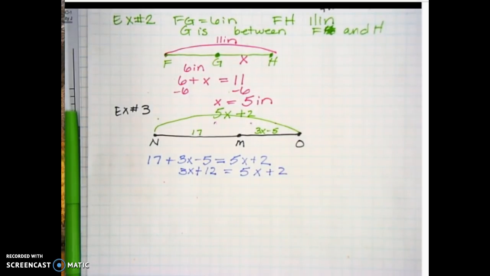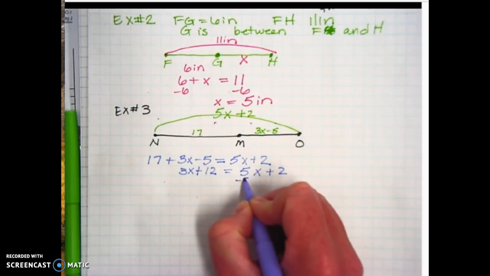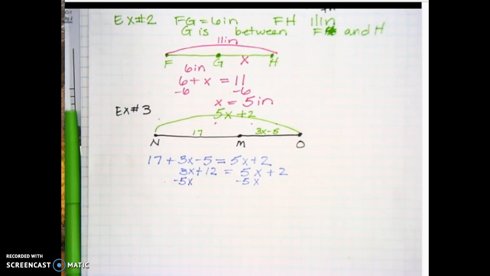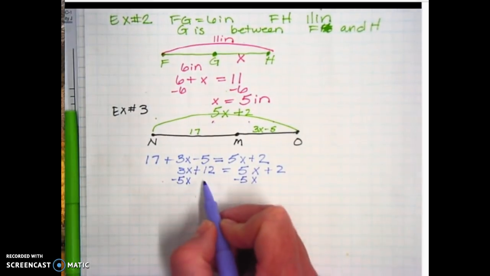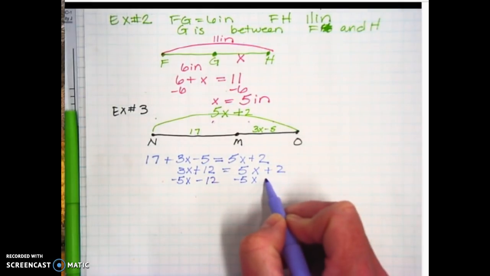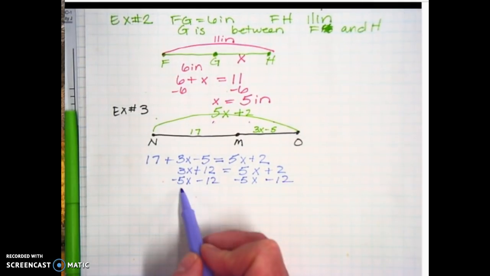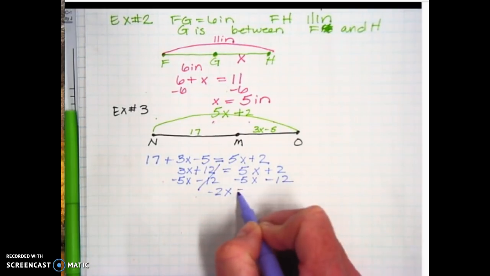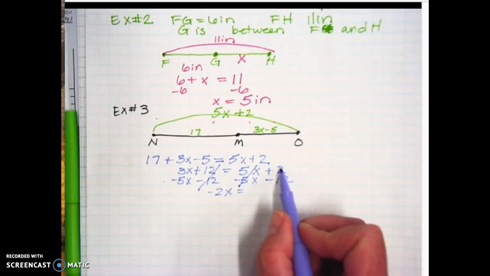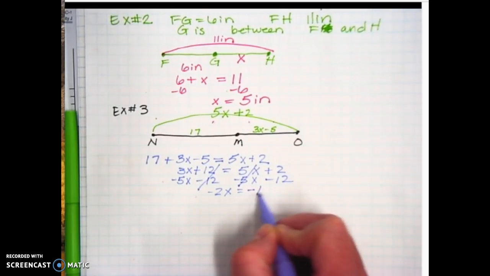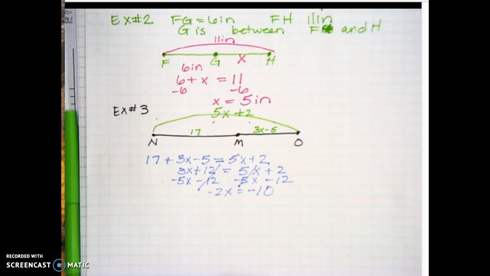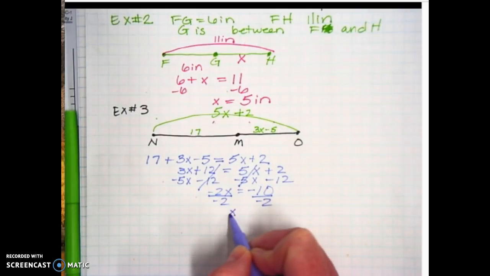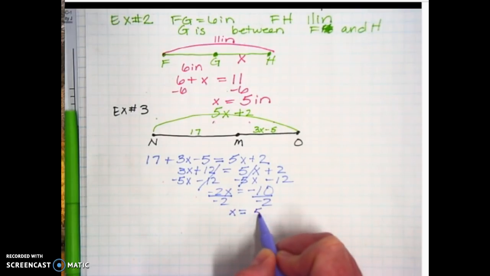I prefer my variable on the left, so I'm going to subtract 5x from both sides, but you could just as easily subtract the 3x if you don't mind it on the right. In the same step, I'm going to subtract 12 from both sides. 3x minus 5x is negative 2x. These are opposites, they cancel. These are opposites, they cancel. And 2 minus 12 is negative 10. And now it's not so bad. I'm just going to divide a negative by a negative to get my positive. X equals what? 5.